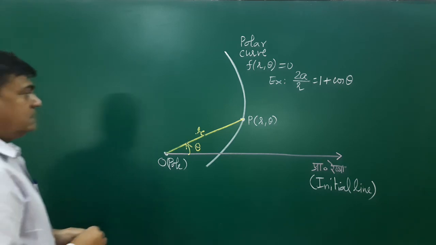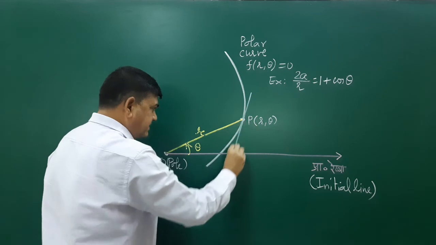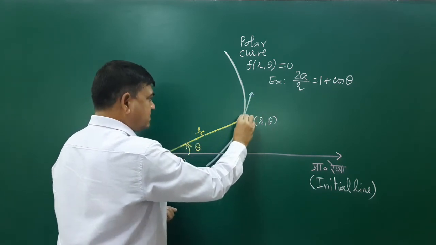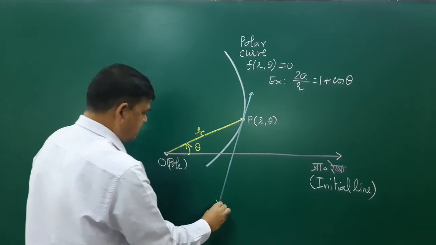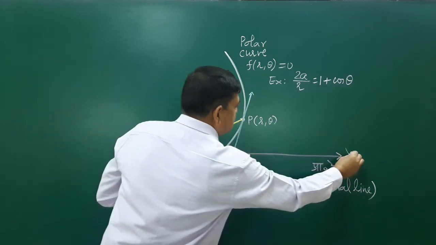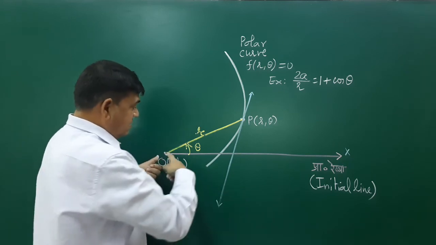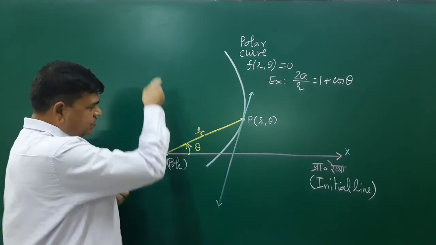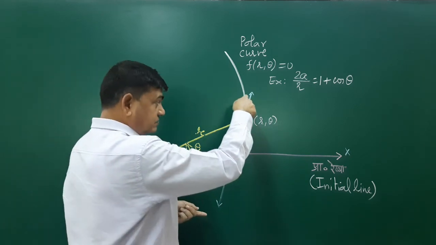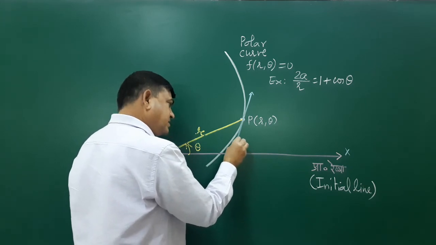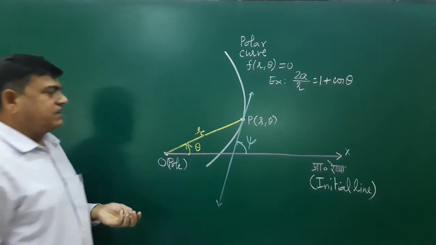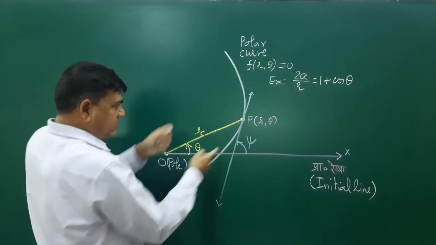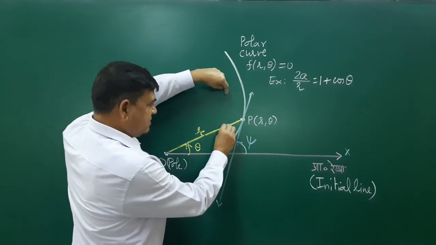Again, this is the tangent. Angle made by the tangent with the x-axis, and the initial line is taken as the x-axis. If I take the initial line as the x-axis, then the perpendicular line will be the y-axis. The angle the tangent makes with this line, we denote by psi. This is angle psi. Now there is one more important angle, between the radius vector, this yellow line, and the blue line.